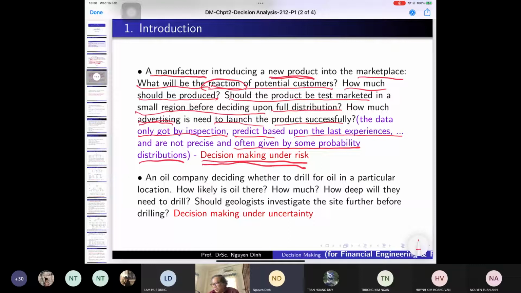Okay. Another thing is making a decision under uncertainty. So what is the case under uncertainty? For example, we will consider this later, but first of all, it's very simple. An oil company is deciding whether to drill for oil in a particular location. For example, the company buys a piece of land, and then they decide to drill for oil.